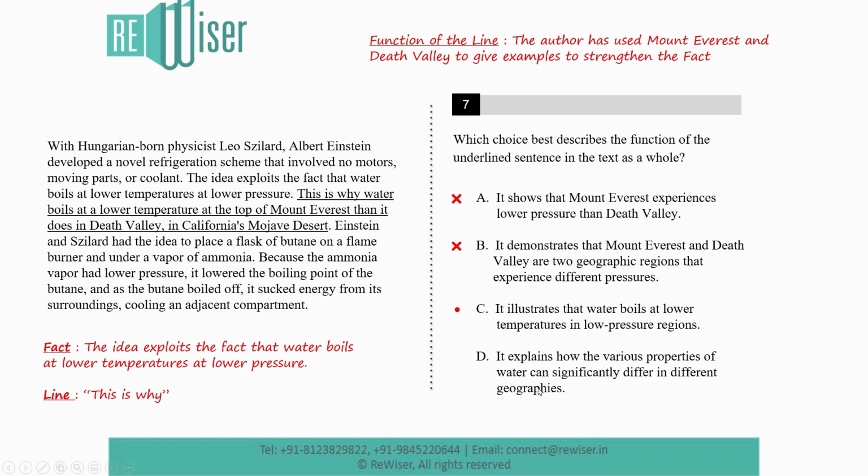Moving on to option D, it explains how various properties of water can significantly differ in different geographies. Now again, D is also incorrect because various properties of water are not discussed in the passage. Only one property is discussed, that's the boiling point. So therefore option D can be eliminated. The correct answer for this question should be option C. It illustrates that water boils at low temperatures in low pressure regions.